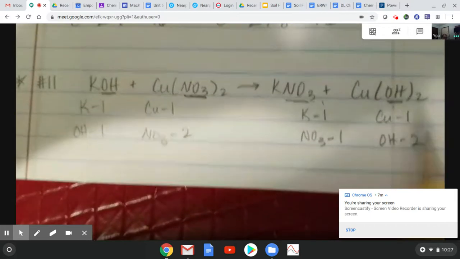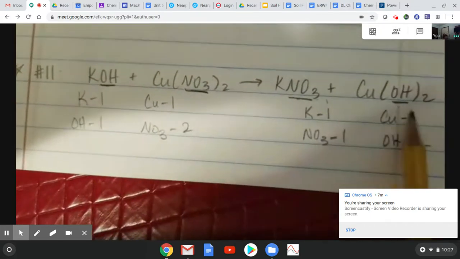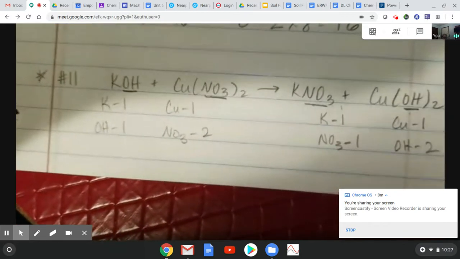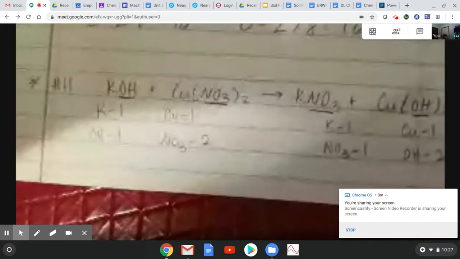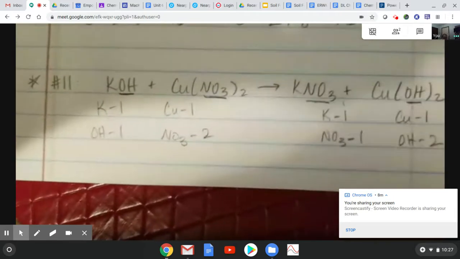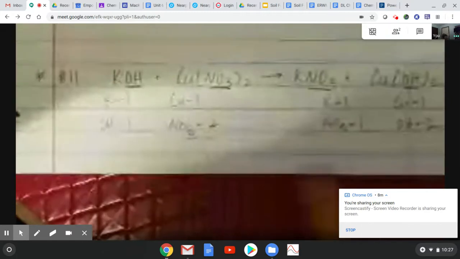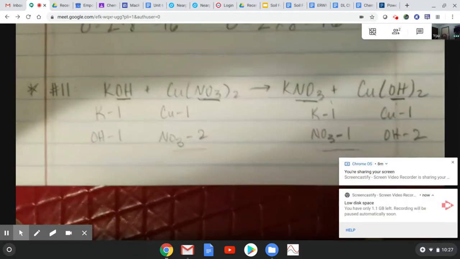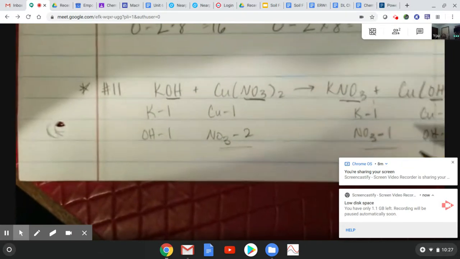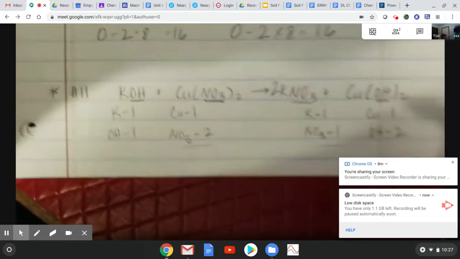So if I go in the order that I gave you guys earlier, I do my metals first. Well, they're balanced with 1 and 1. The nonmetals in this case are just polyatomic ions. So really it's making sure that I get my polyatomic ions balanced. And it doesn't matter which one I do first. So let's just do nitrate first. If I have 2 nitrates on this side, I have to get 2 on this side. So the only way to get 2 is to put a 2 in front of it.